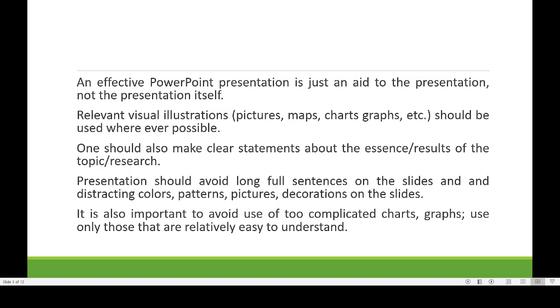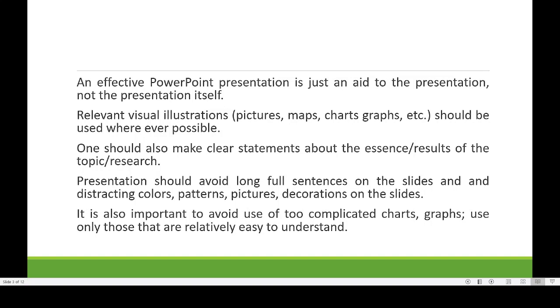Relevant visual illustrations, basically pictures, maps, charts and graphs, should be used wherever possible. For example, you are making a presentation about amphibian diversity, and you show a pie chart of the different families of amphibians, showing which family has a higher number or which genus has a higher number of species. A pie chart like this, or maybe a bar diagram, such kinds of graphs can be very useful in giving a good idea to the observer. So these are some of the techniques that you can use.